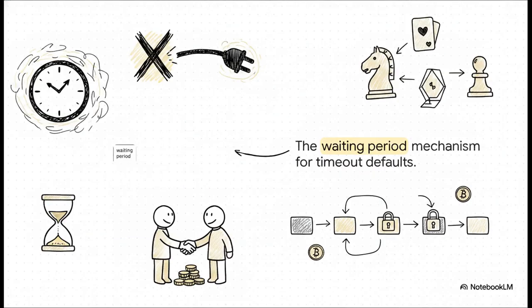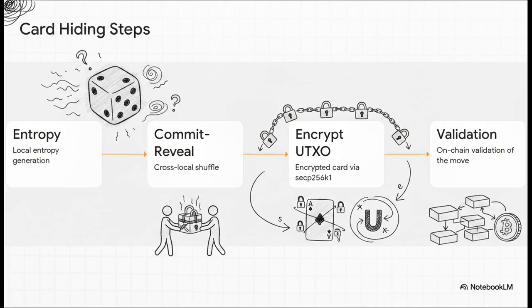Now, you might be wondering what happens if someone is losing and just unplugs their computer to hold the game hostage. Well, the protocol solves this using a clever waiting period mechanism tied to the network's built-in timers. If a player goes dark, the smart contract essentially calls a timeout, guaranteeing that honest players automatically get their funds back. It's totally foolproof. So how do they actually hide the digital cards?